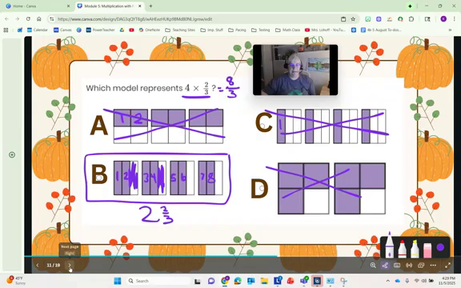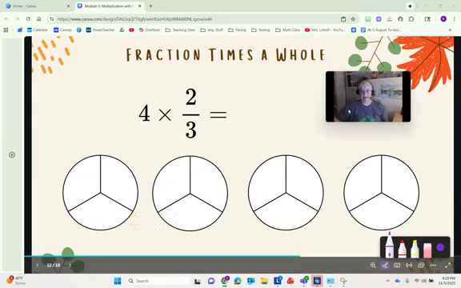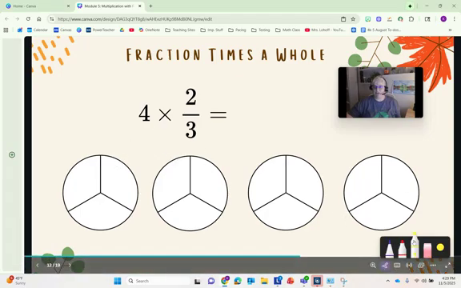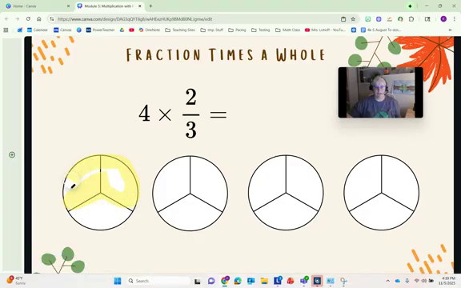One more example. These are all using models to help us understand how to multiply a fraction times a whole. So, this is 4 times 2/3. This is my visual representation. I have my 4 circles. There are 4 circles here. That's 4 whole units. Each unit needs to have 2/3. So if I color in my 2/3, that would be this much. That shows 2/3. This shows 2/3.